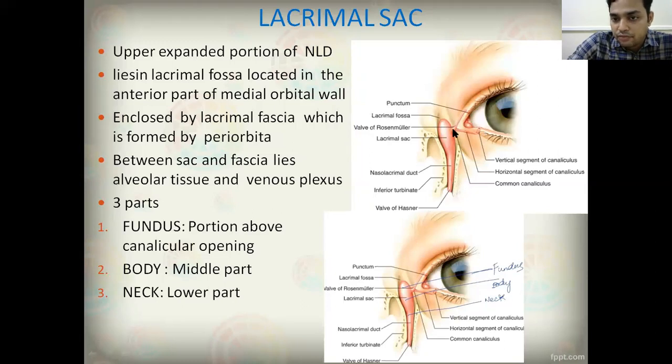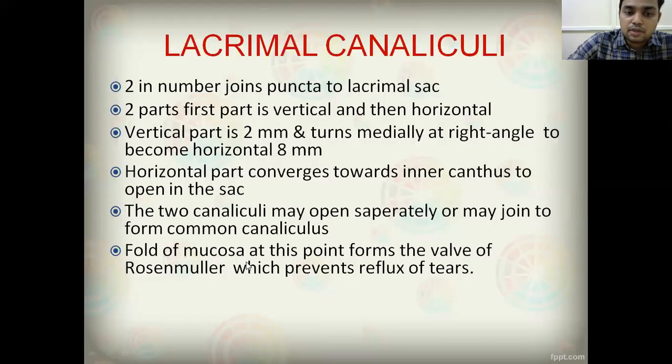So there is only one way of flow of tears in the eye. If there is no valve, there is a backflow of tears from the lacrimal sac into the conjunctival sac. So this valve prevents the backflow of tears into the conjunctival sac. This fold of mucosa at the position of the common canaliculus forms the valve called the valve of Rosenmuller, which prevents the reflux of tears back into the conjunctival sac. So you have to remember this valve of Rosenmuller, which is present at the common canaliculus and is nothing but a fold of mucosa, which prevents the reflux of tears into the conjunctival sac.